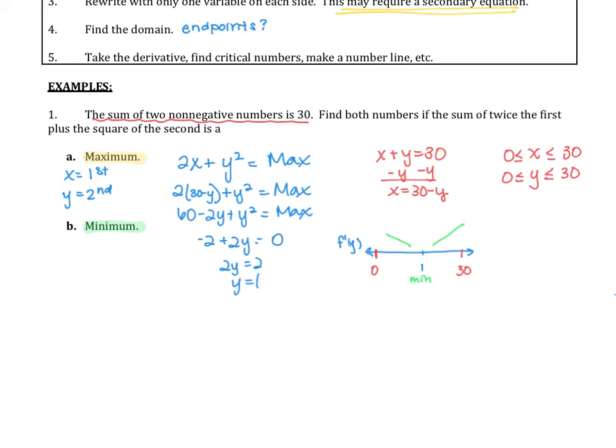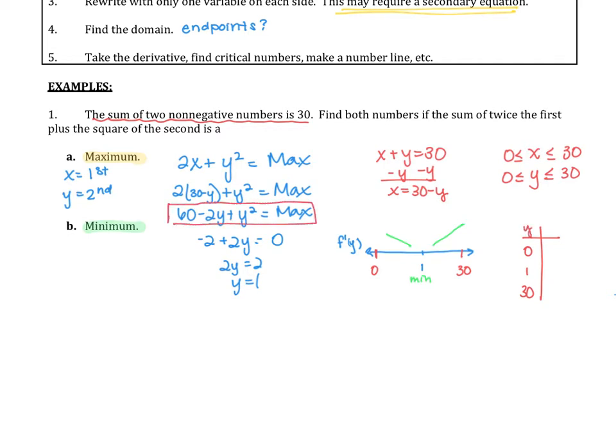So we're going to treat this like a problem where we were dealing with the absolute max or min. And I'm actually going to just look at my values here. So let's plug in 0, 1, and 30. Maybe that'll help me to see what's going on. If I plug in 0 for y, let's go back to this equation.